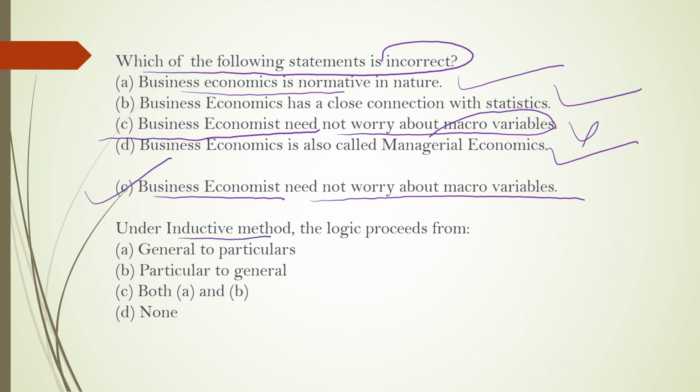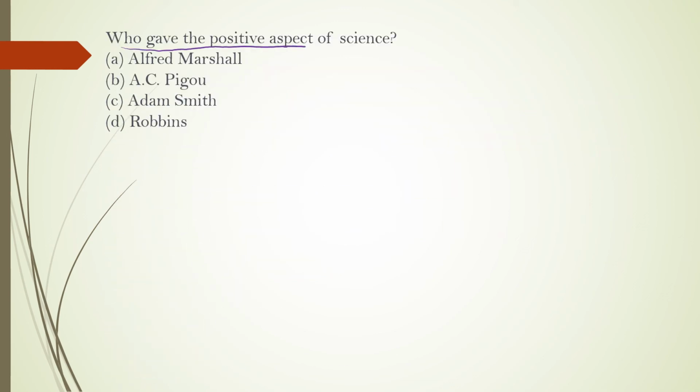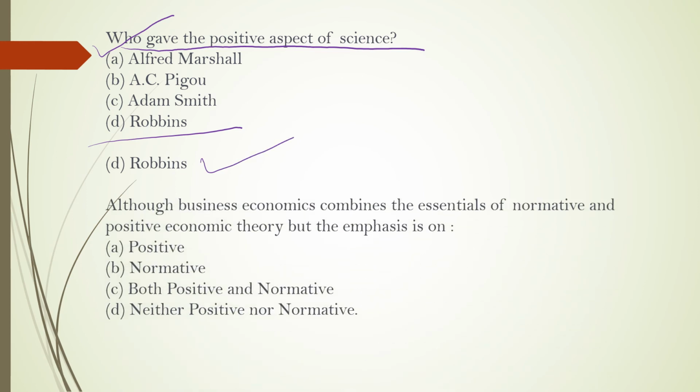Under the inductive method, logic proceeds from general to particular, particular to general, A, B, none. So the right answer is particular to general. Who gave the positive aspect of science? The positive aspect of science was given by Robbins. So the right answer is Robbins.